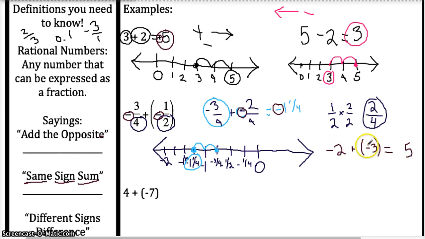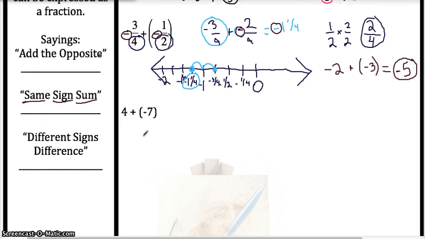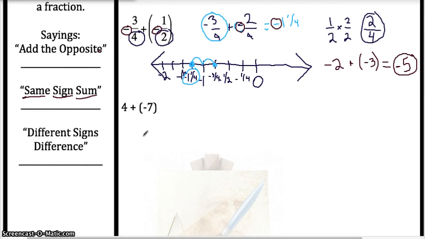And then we have negative signs here, and they're both the same, so they have to be the same in our answer. We have to keep a -5. So -2 plus a -3 is a -5. Okay, go ahead and pause the video if you need a minute to think about this and let it process. That's totally okay. And then we're going to move on to 4 plus -7.